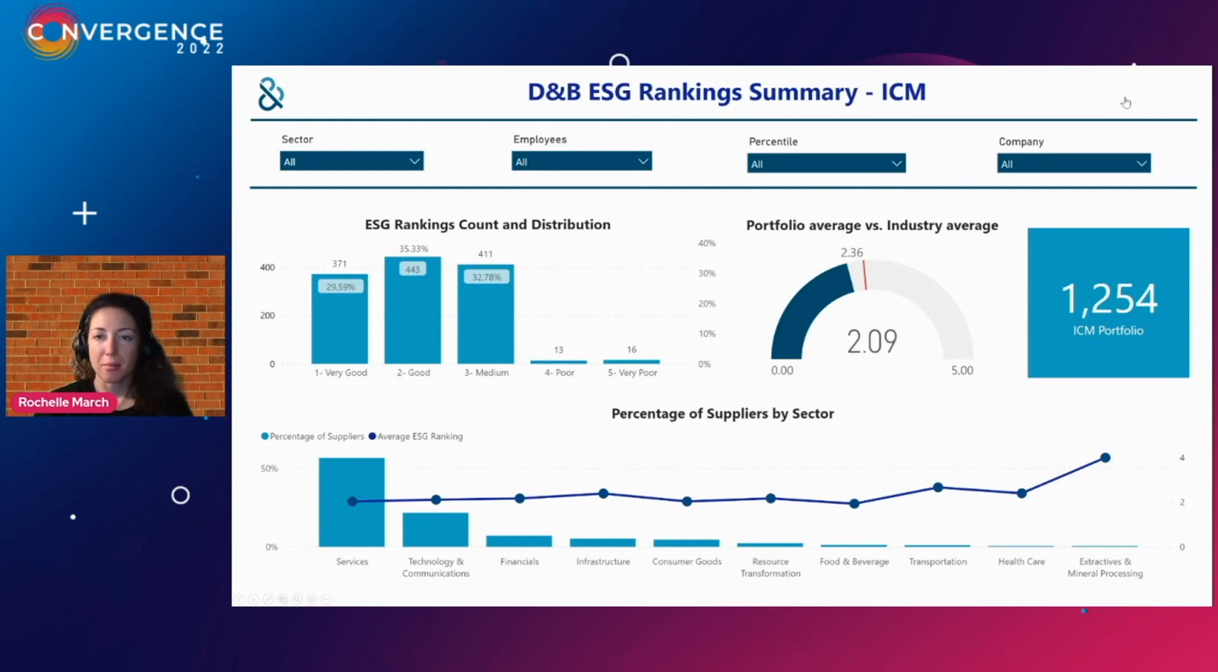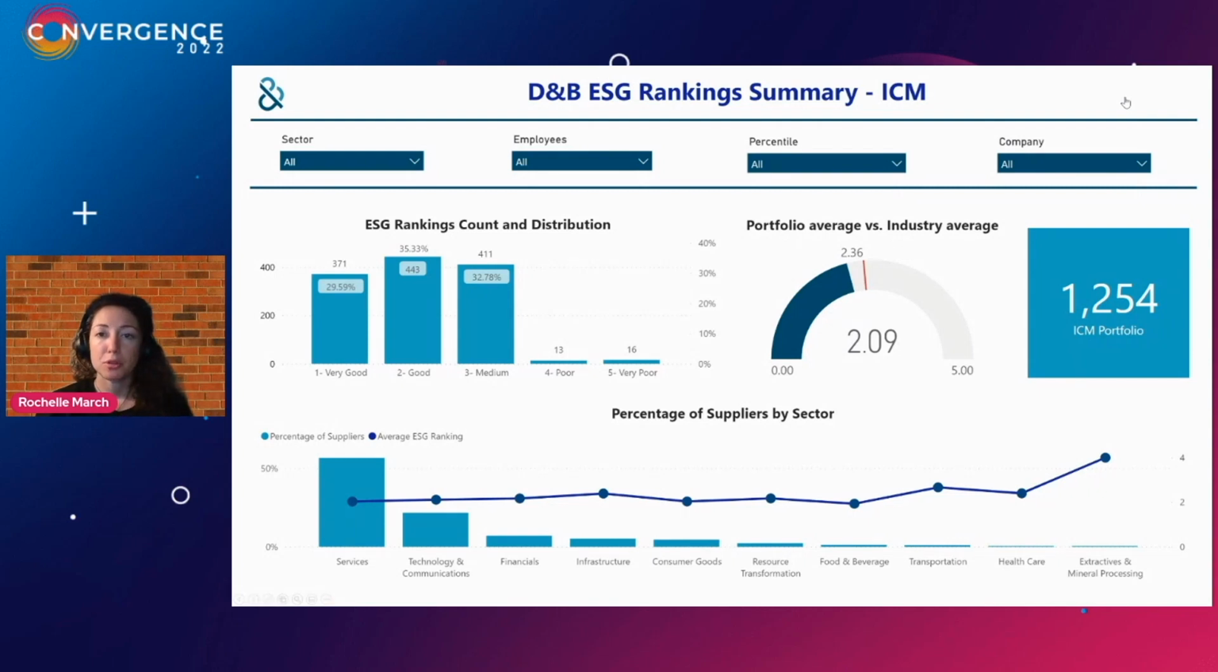So this is actually looking at Dun & Bradstreet's own supply chain, about 1,200 suppliers, not that big, but still a big enough number that a sustainability director would have difficulty tracking that manually, obviously. So it helps to have something that's monitoring it for you in an automatic fashion. Across the portfolio, we're performing a little bit better than the industry average, that's 2.09 versus 2.36. That's a weighted average of all of the companies across the supply chain.